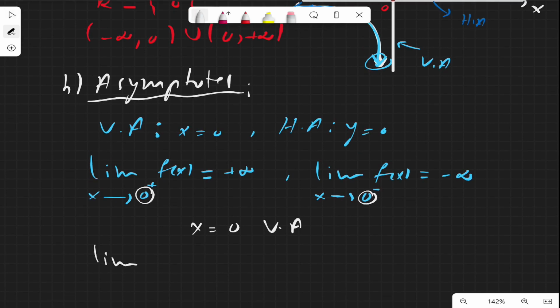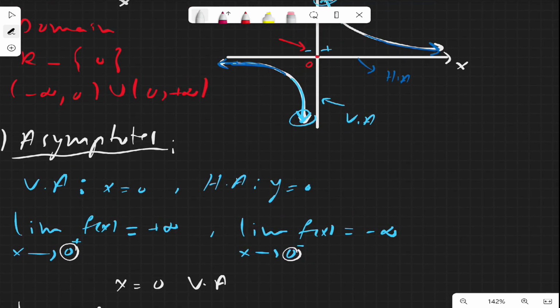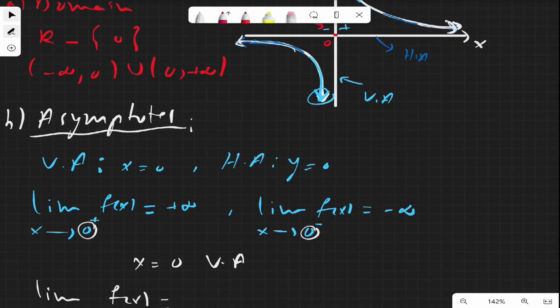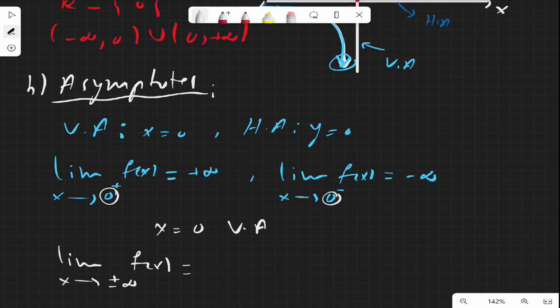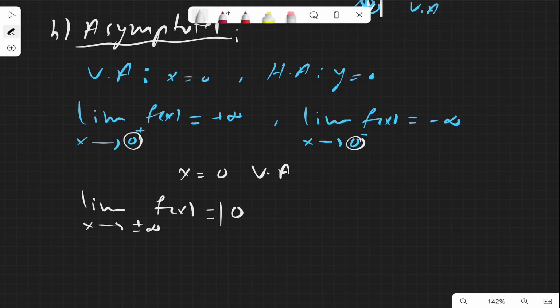Limit when x goes to plus or minus infinity, the graph is going, as we said, very close to the x-axis, which has the value of 0, proving that the horizontal asymptote is y equal to 0.